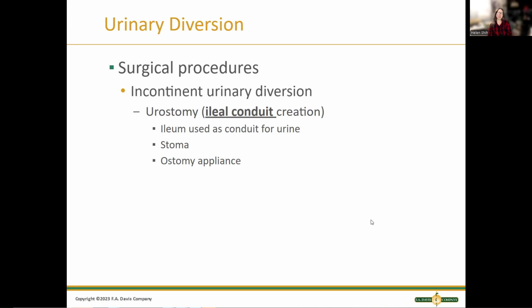Here's how the ileal conduit is created. We take a section of the ileum, that's the ileal part, and we make it into a conduit. A conduit is basically a tube that connects to two other tubes. So we use the ileum to make a tube to connect to the ureters in the place of a bladder. The issue with this is that you will have a stoma where urine is going to continuously pour out of the stoma, and the patient will have to have an ostomy bag at all times as a result.